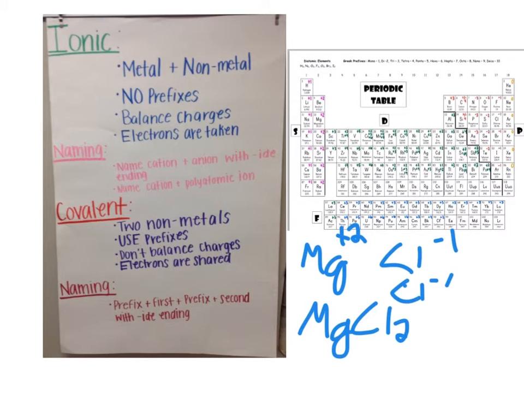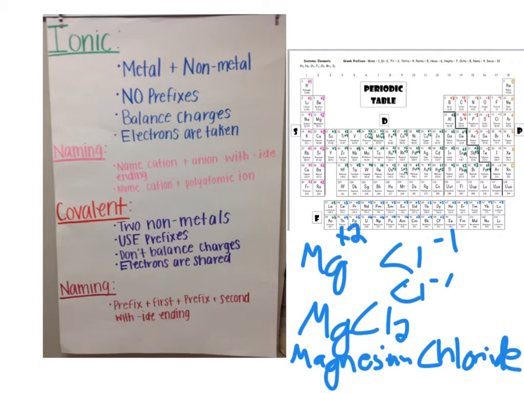And then in ionic bonds, electrons are going to be taken. When you name an ionic compound, you write the name of the cation. So in this case, I would write out magnesium. And remember, your cation is always listed first. And then you write the name of the anion with an IDE ending. So this would simply be magnesium chloride.